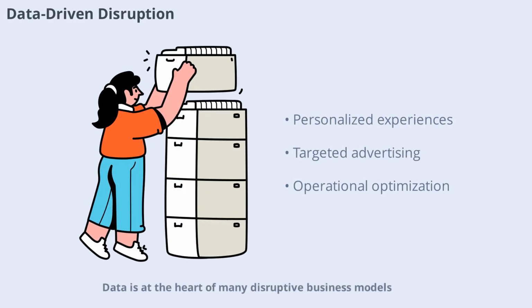Data is at the heart of many disruptive business models. Companies like Google and Facebook use data to personalize experiences, target ads, and optimize operations. By collecting and analyzing vast amounts of information, these businesses can innovate faster and serve customers better than traditional competitors.